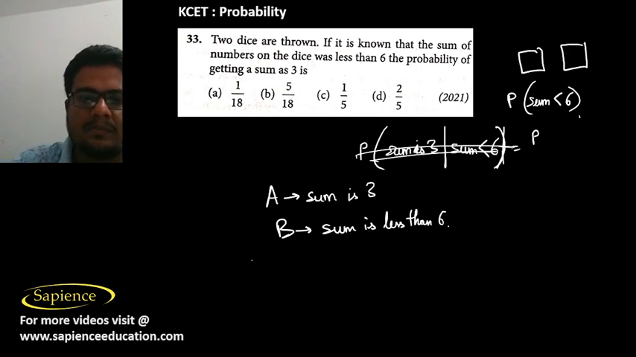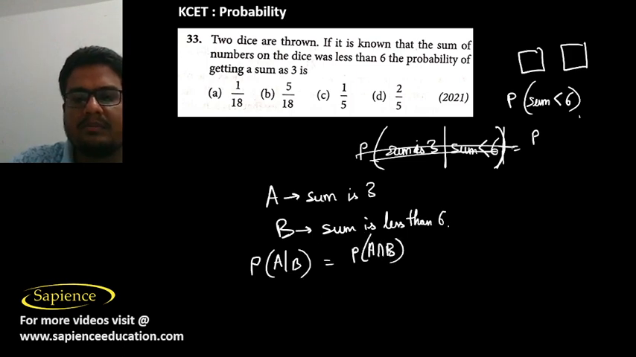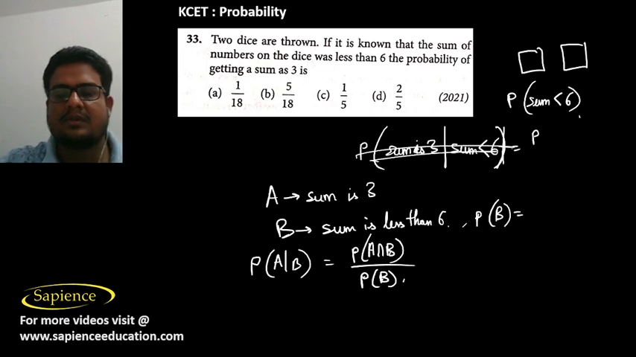Then the probability of A given B, that we have to find. So that will be P of A intersection B divided by P of B. So the probability of the event B, sum is less than 6. So less than 6, how can we get?